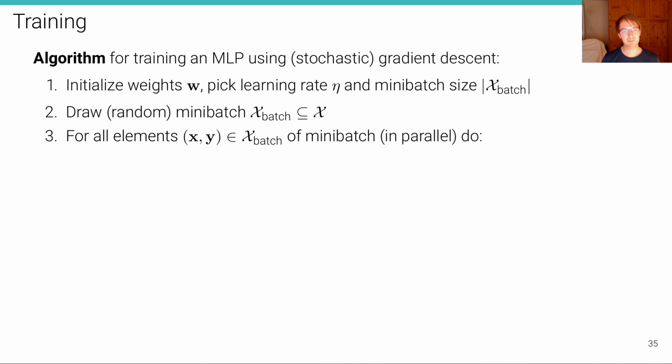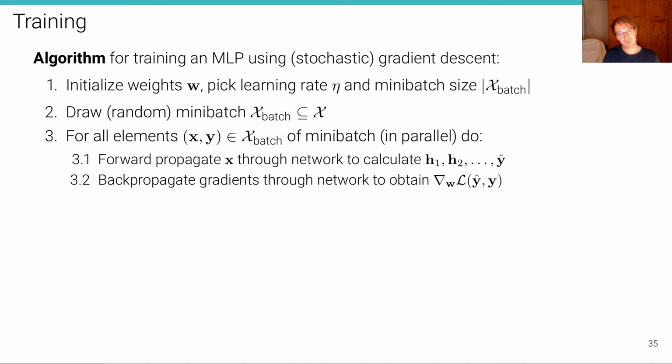And then for all elements of this mini batch, let's say we have a mini batch of size 100, then for all 100 data points, if we have a GPU, we do that in parallel. We forward propagate X through the network to calculate the intermediate values and also the output layer. So these are the H1, H2 hidden layers and the output layer Y hat. And then we backpropagate gradients through the network to obtain the gradient of the loss function with respect to all the parameters that we're interested in. These are all these A's and B's that are sitting inside these little nodes in the MLP that we've seen before.